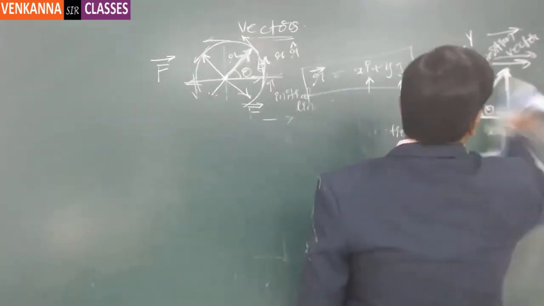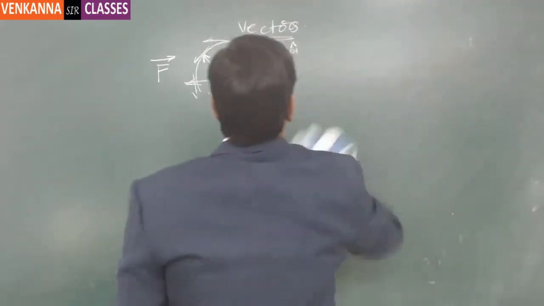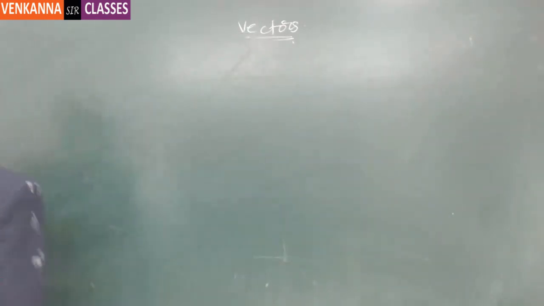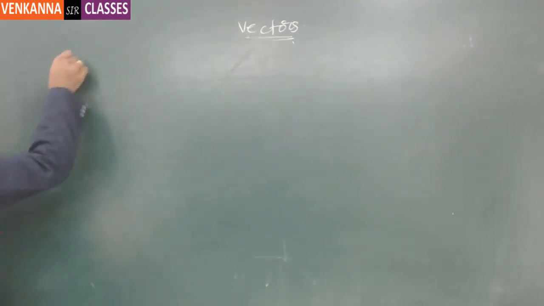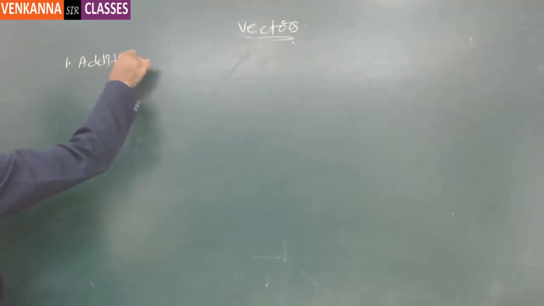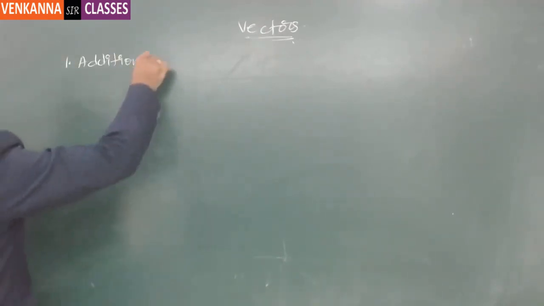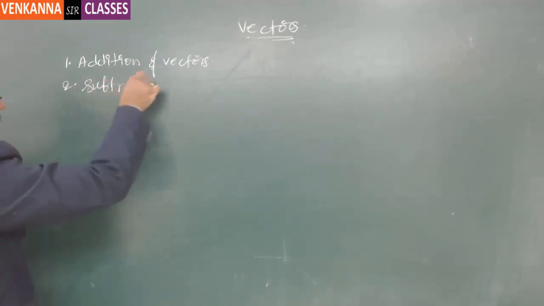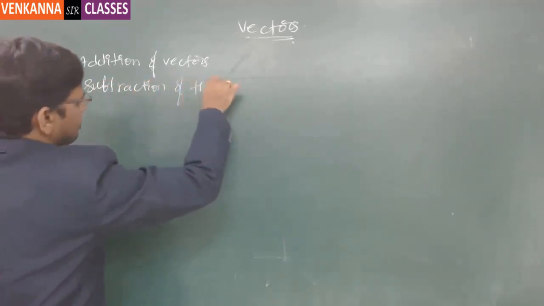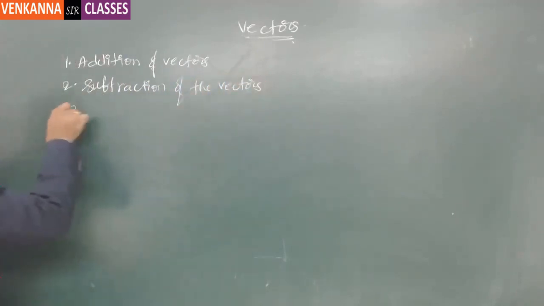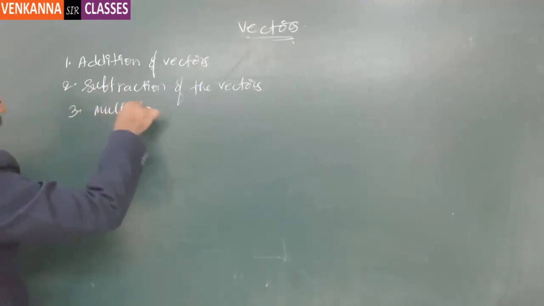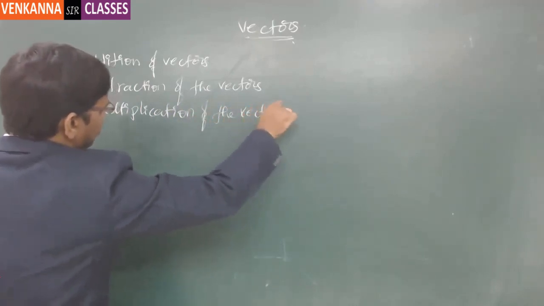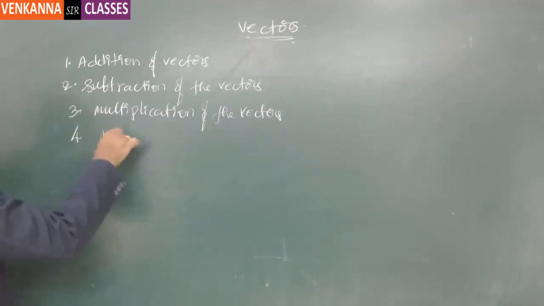And the next one is vector algebra. In vector algebra, all the algebra principles need to be redefined, because vectors fail to obey the scalar principles. So the first one is addition of vectors, then subtraction of vectors, the third one is multiplication of vectors, and the fourth one is division of vectors.